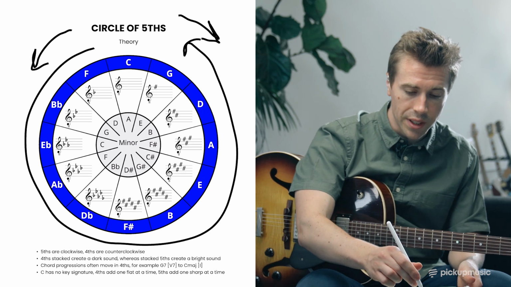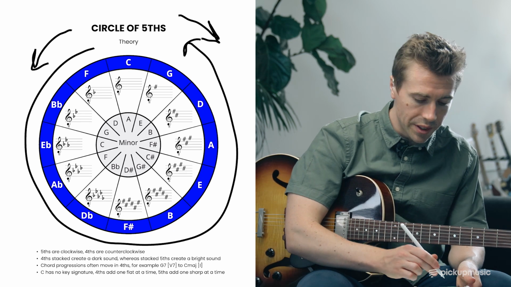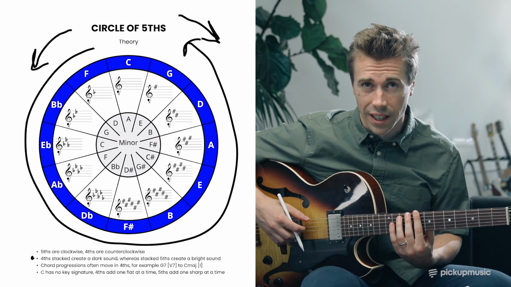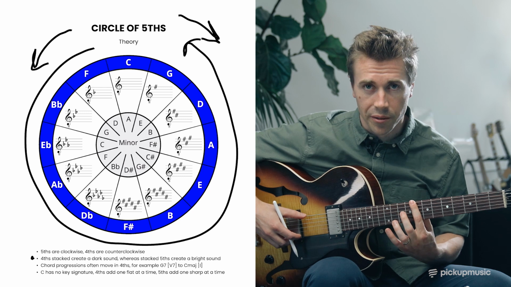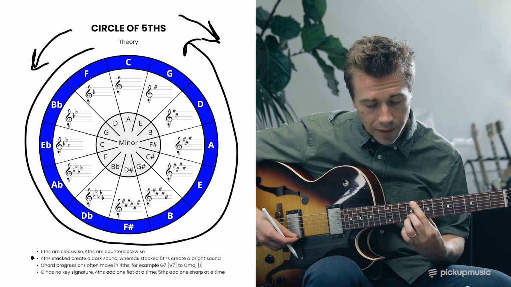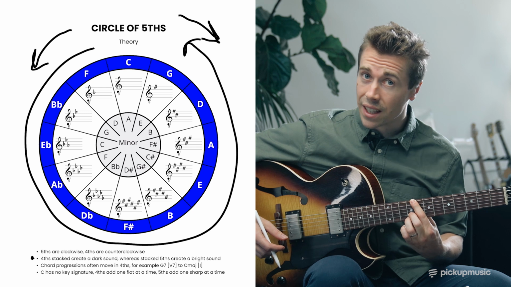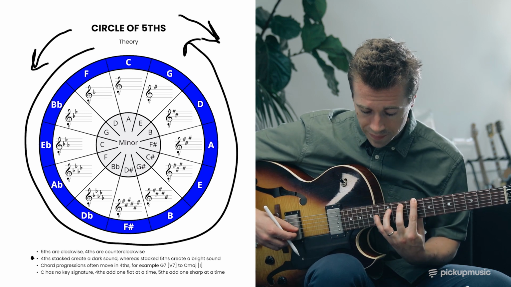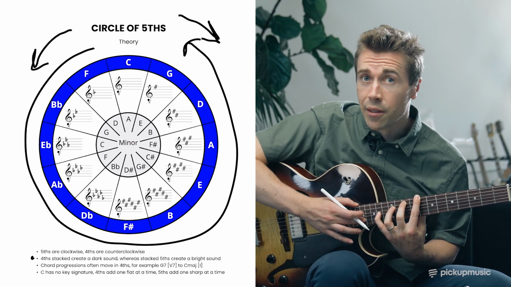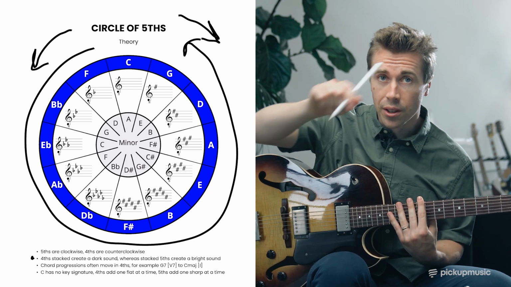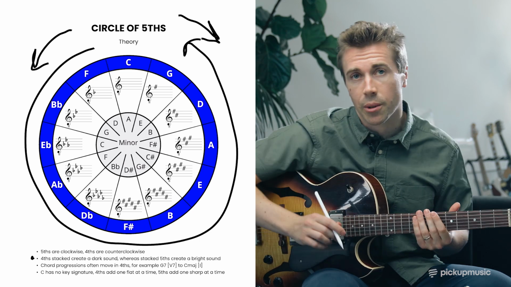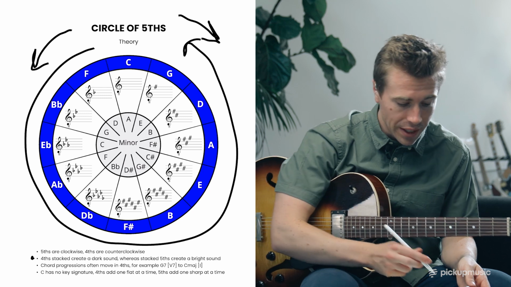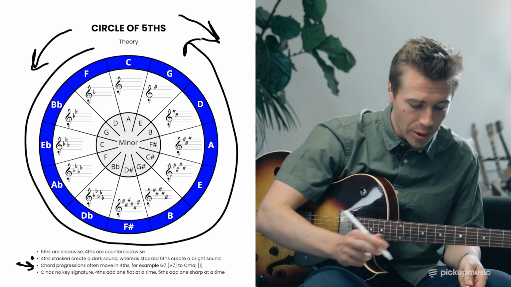So a couple of other interesting things that you should know about the circle of fifths: fourths stacked together create a dark sound. So let me play fourth after fourth after fourth. So they create a dark sound, whereas fifths, if I do fifths over and over again, they give a bright sound. So if you go clockwise, bright sound. If you go anti-clockwise, a dark sound. So the third point we have already talked about. This follows the natural flow of chord progressions.